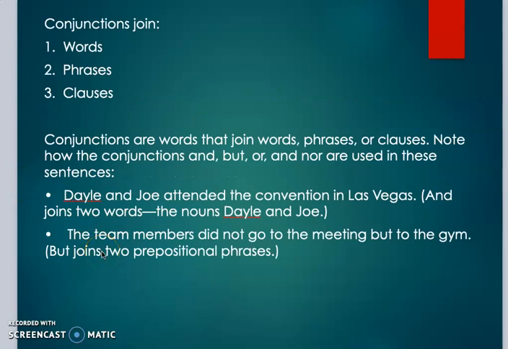Conjunctions, of course, join words, phrases, or clauses. And is a conjunction. The team members did not go to the meeting, but they went to the gym. But would be the conjunction. So, but combines the two sentences.